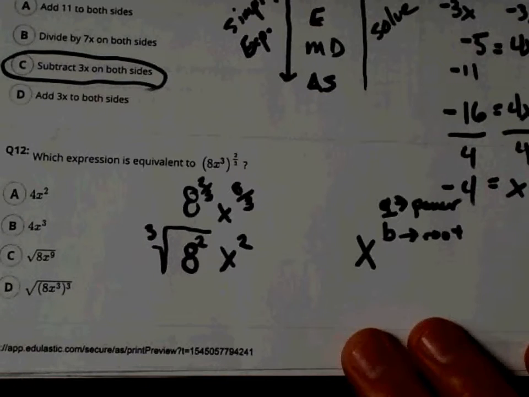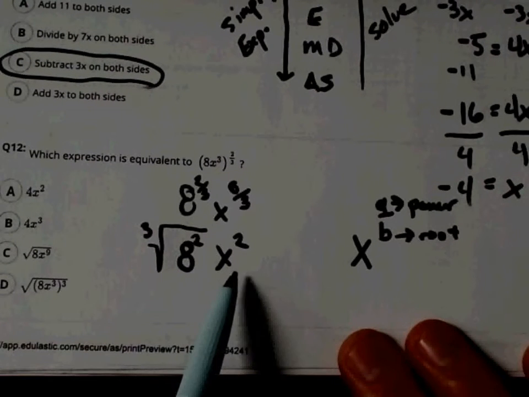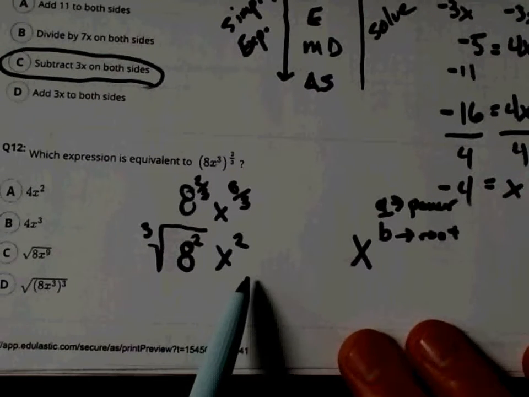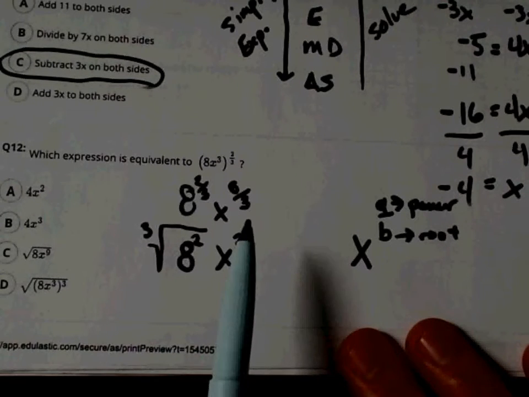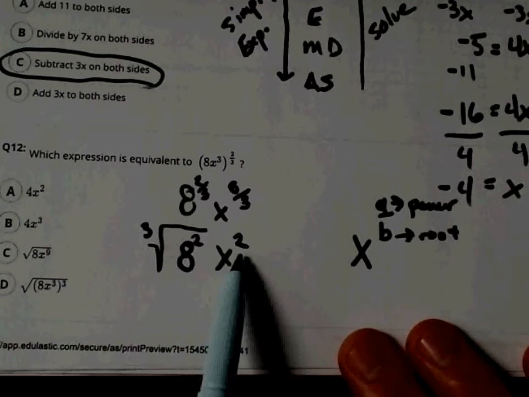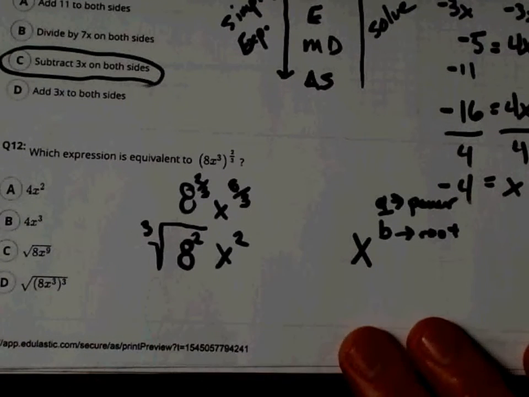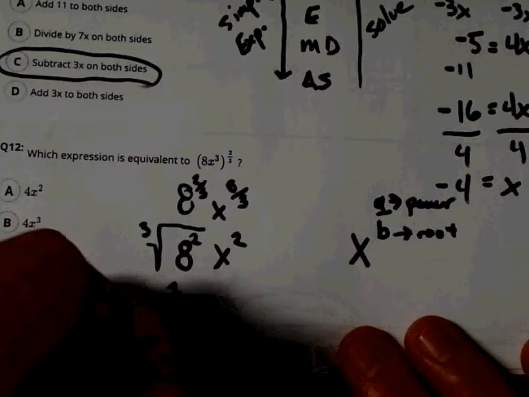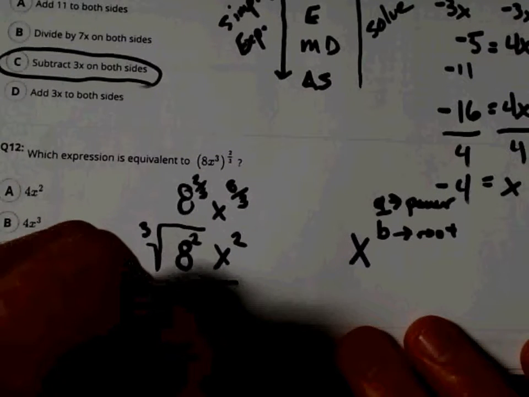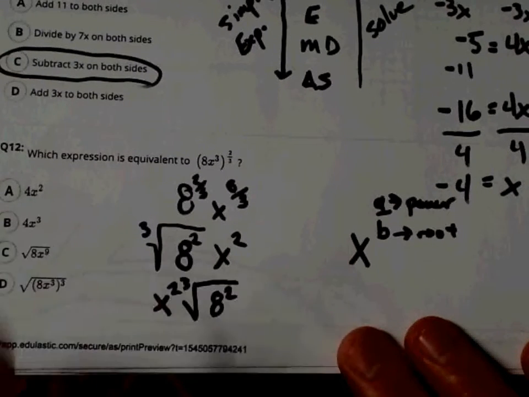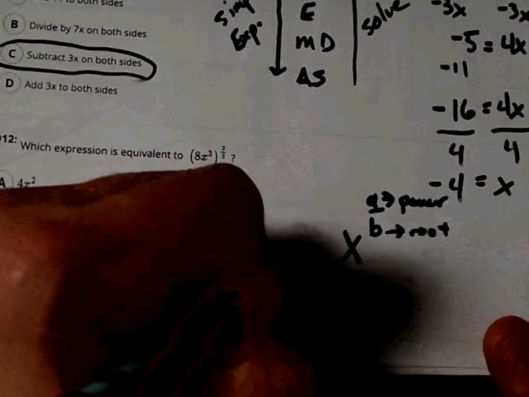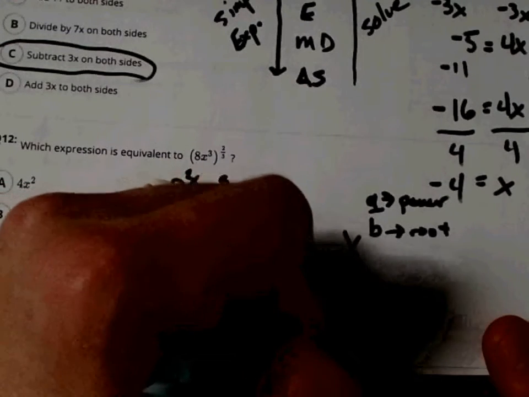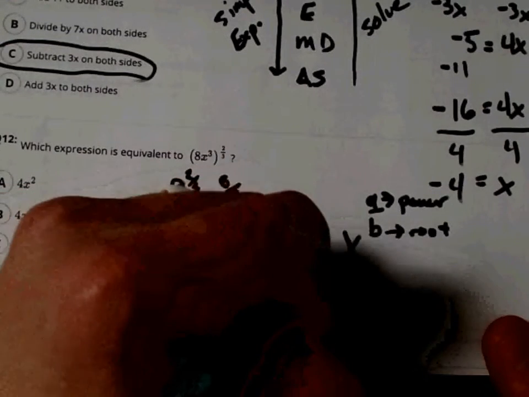Right? Was there a fraction left on the x squared? No. So what do you think that means about the x squared? Well, since there's no fraction, there's no radical, right? So this is really x squared to the cube root of 8 squared. What is 8 squared? 64. Okay, so I have x squared to the cube root of 64.